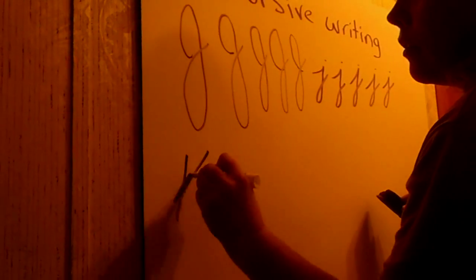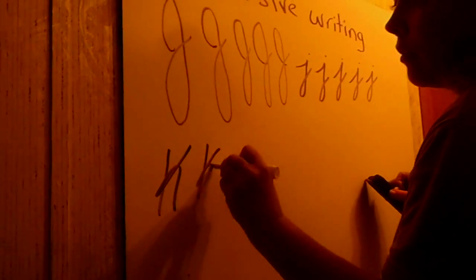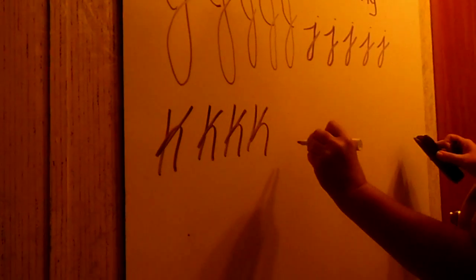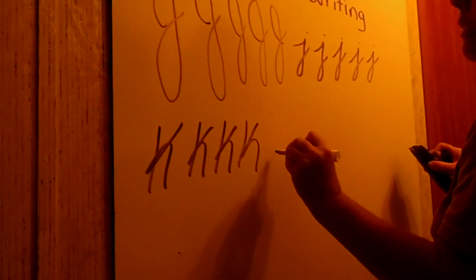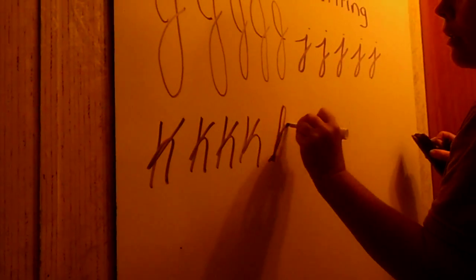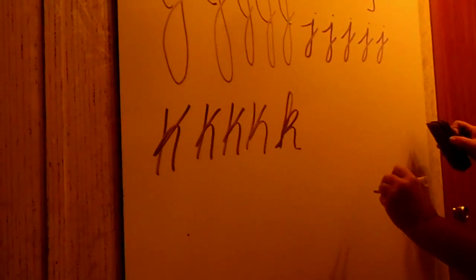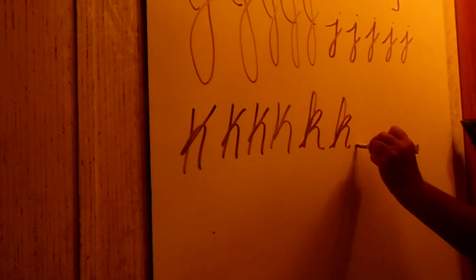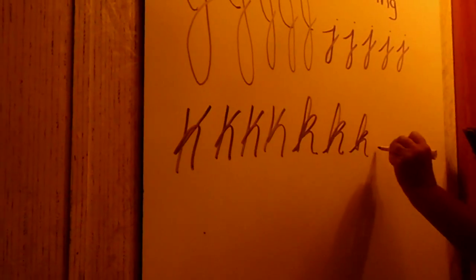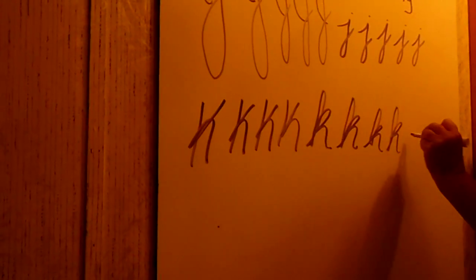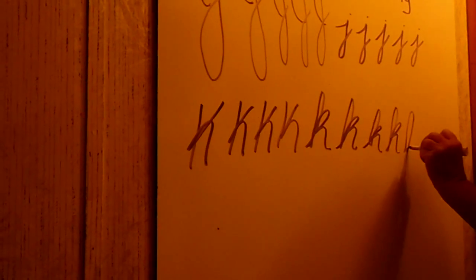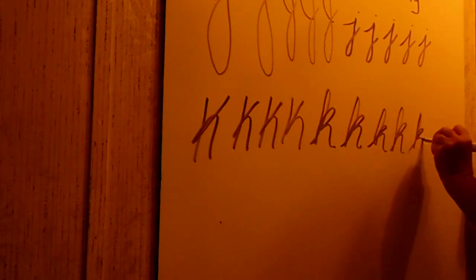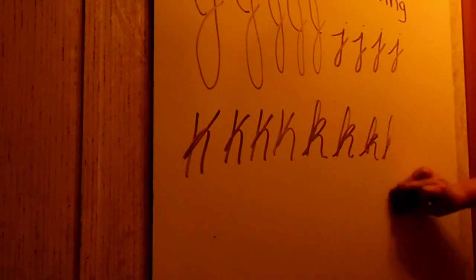K. There's regular K's, capital K. Lowercase k is different. You loop up, come down, and curve over. Loop up, curve down, over. Up, down, over, up, down, over. Is your K's.